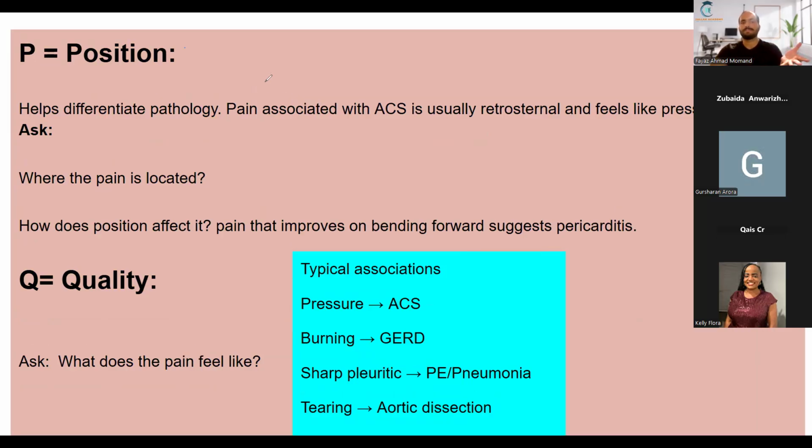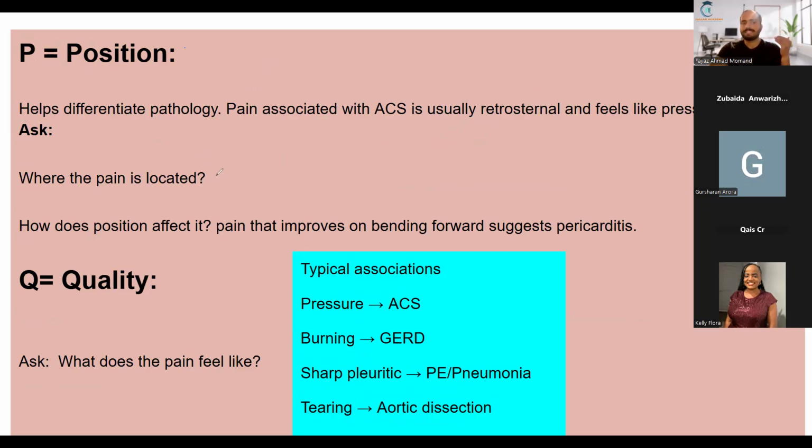Position or where the pain is. This helps in identifying pathology. Now, acute coronary syndrome pain is usually felt behind the chest wall or behind the chest. They would say that it feels like someone is squeezing my heart. There is a pressure on my heart or on my chest.